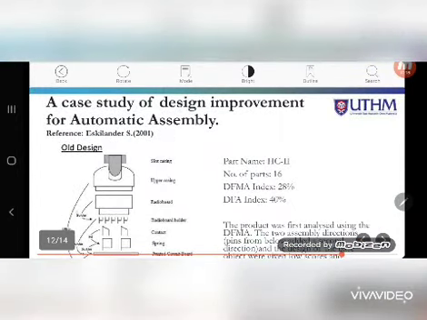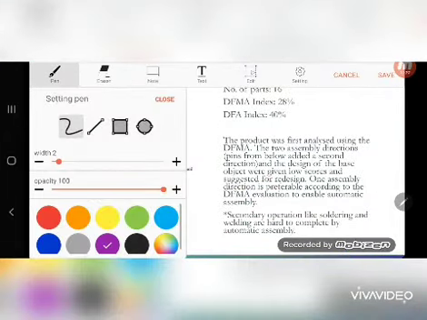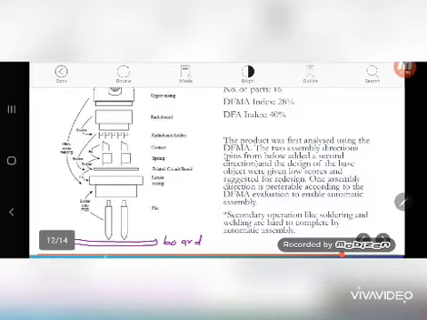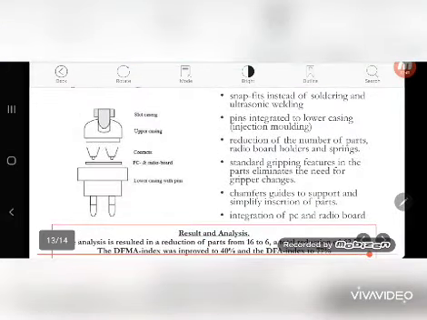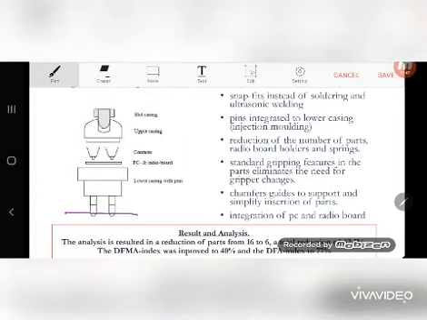And this is a case study of automatic assembly of electrical parts. This part below is actually attached to a board, an electric board. This is the new design. There is supposed to be one board here. So the board goes in.